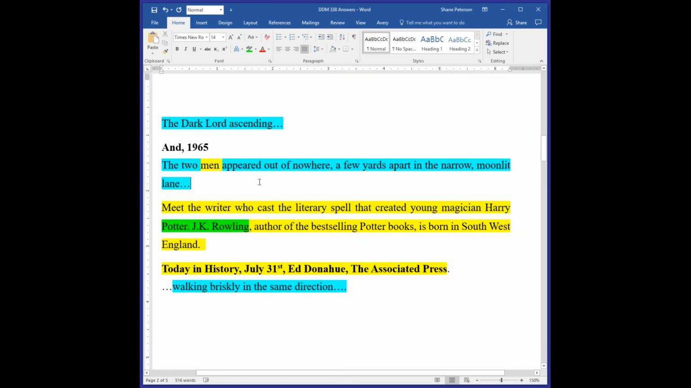The two men appeared out of nowhere. The two men appeared out of nowhere. One more time. The two men appeared out of nowhere. Isn't English fun? Oh yeah.